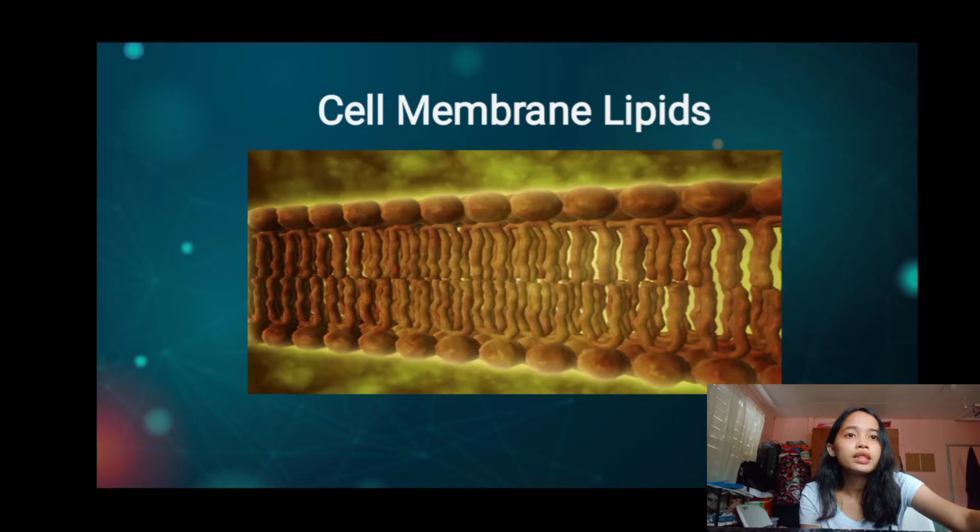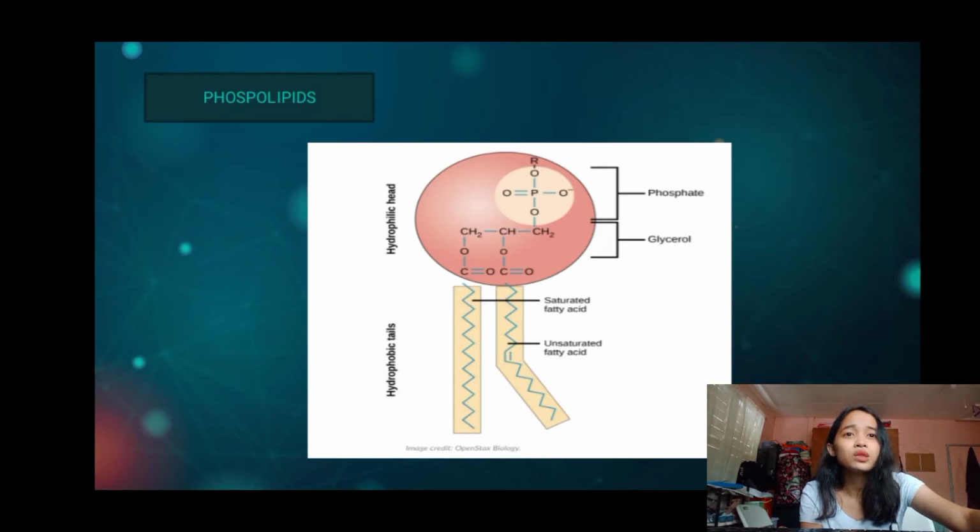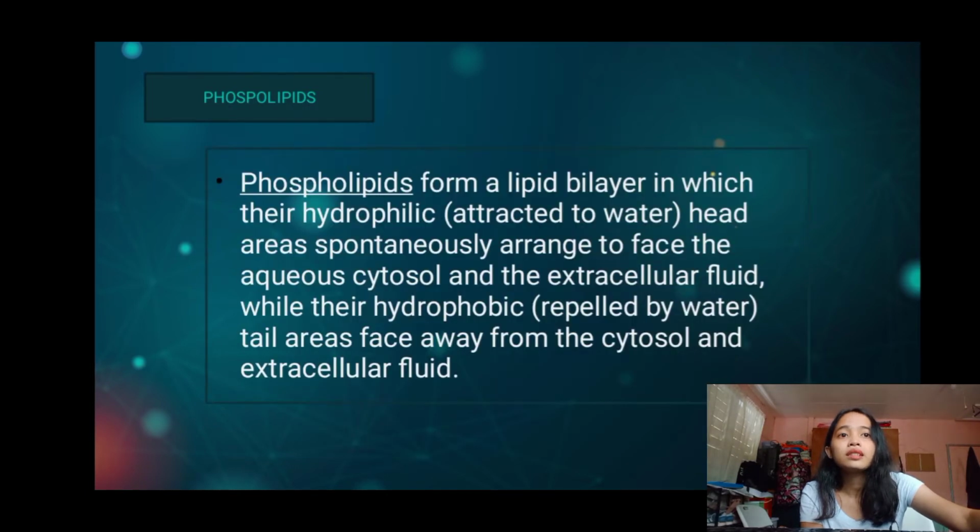So we have here the cell membrane lipids. This is the phospholipid bilayer, as you can see. The next one is the phospholipids. This is the diagram of the phospholipids. Phospholipids are a major component of a cell membrane, under the lipids. Phospholipids form a lipid bilayer in which they are hydrophilic or hydrophobic.